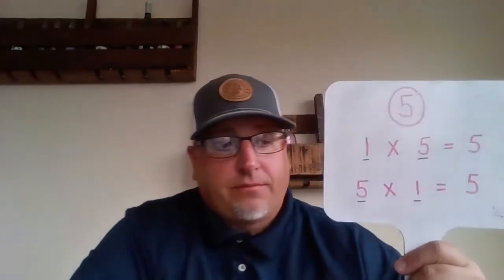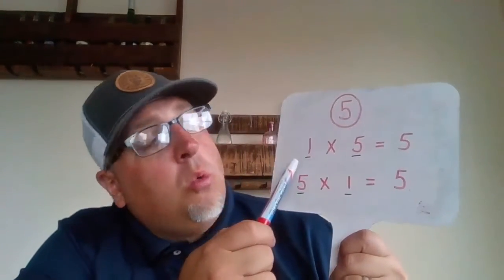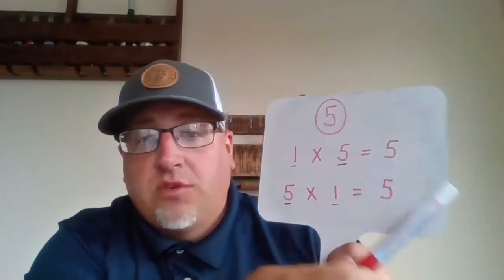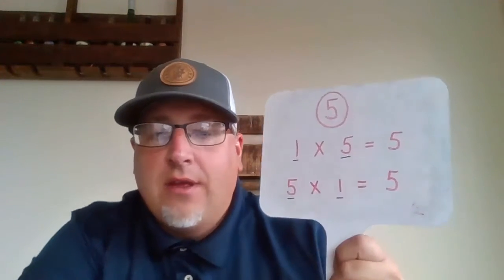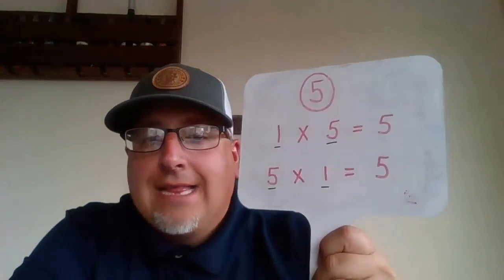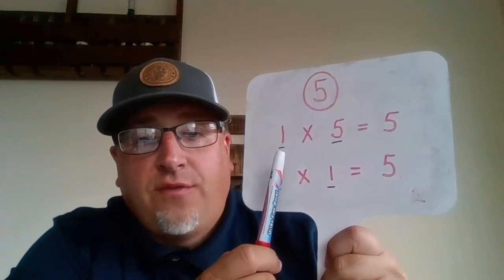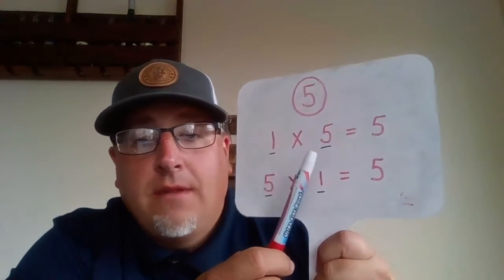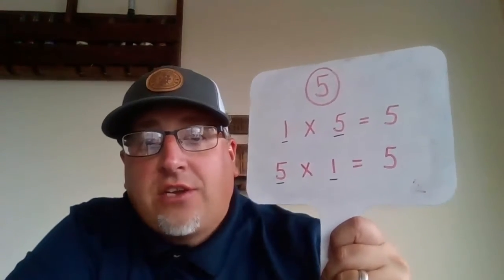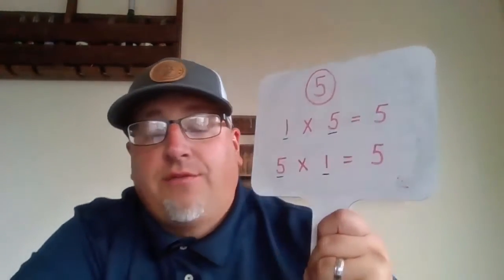Let's start with 5. Very simple. 1 times 5 equals 5. You say it: 1 times 5 equals 5. You can see with the black line there, I have the factors underlined. So the factors of 5 are 1 and 5. Those are the factors of 5. When I multiply those together, they give us the product of 5.